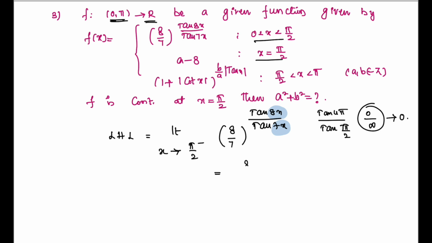So this is going to be (8 by 7) power 0. So (8 by 7) power 0 is 1. So we calculated LHL and we got the value of LHL as 1.